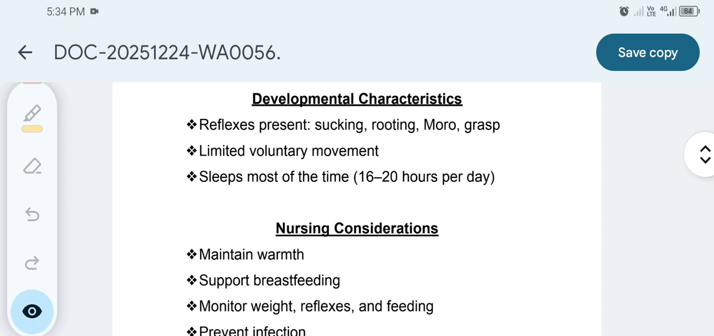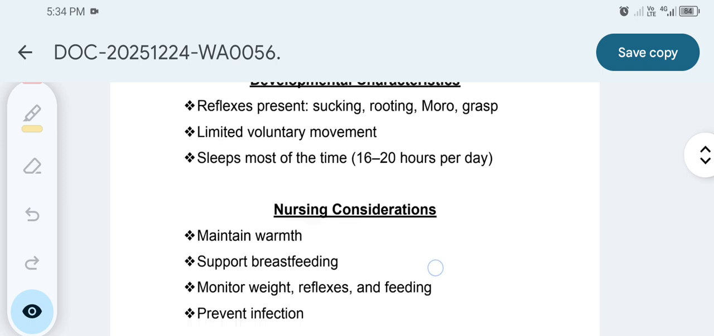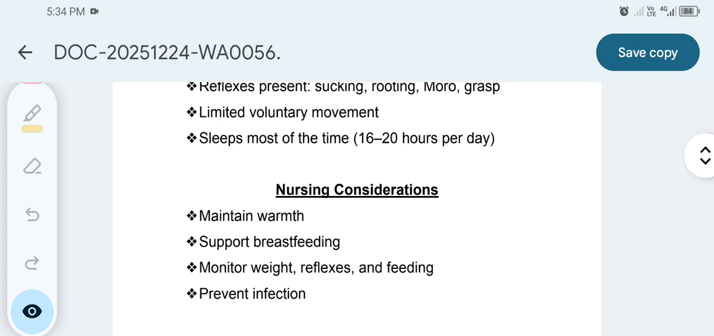And then when we look at the nursing consideration, we say that you need to maintain warmth, you need to support breastfeeding, you need to monitor weight, reflexes, feeding, and you also need to prevent infection. How do you prevent infection? Do not allow a lot of people to touch the child. Okay?